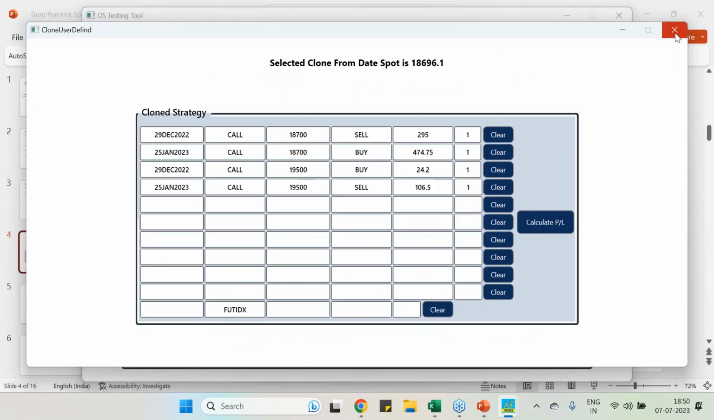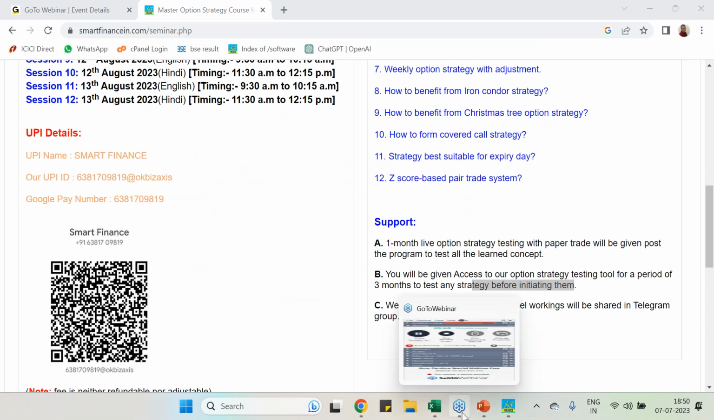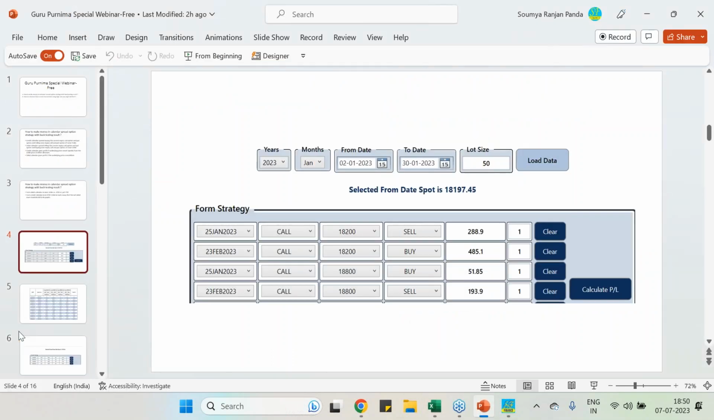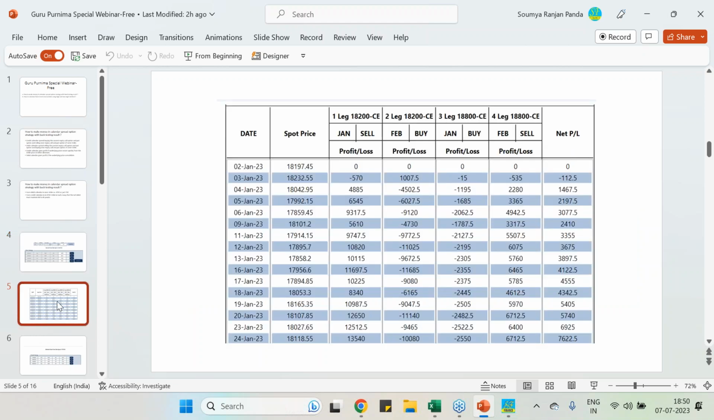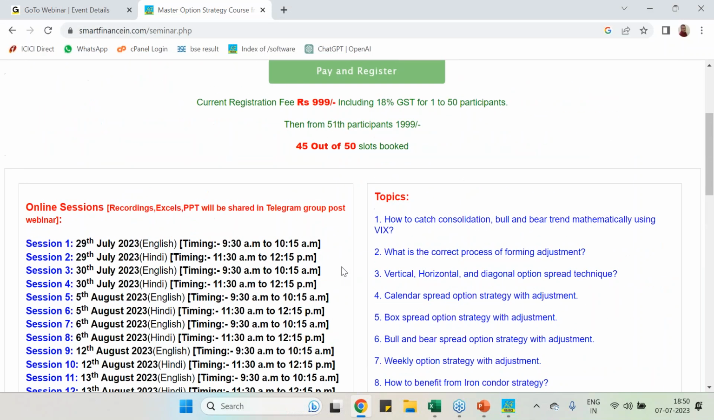So this tool is being given with this program for 3 months free to test the strategy. एक बार आप test कर लेते हो क्या होता है, confidence आ जाता है. Yes, it has worked, it has not worked, why it has worked, why it has not worked, सब समझ जाते हैं. So this you are going to get along with this program. तो interest आपका, आप अगर चाहते हो तो ज्वाइन होके थोड़ा ज्यादा सीख सकते हो. So that is up to you.